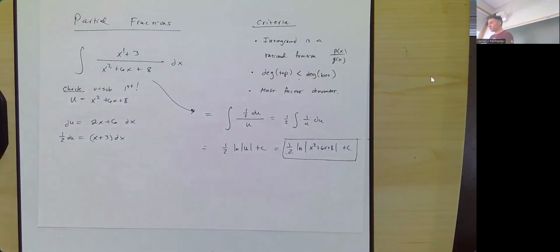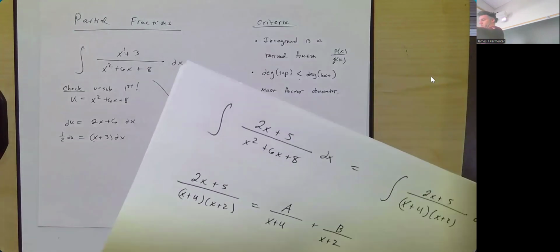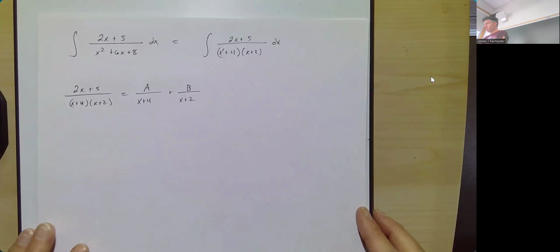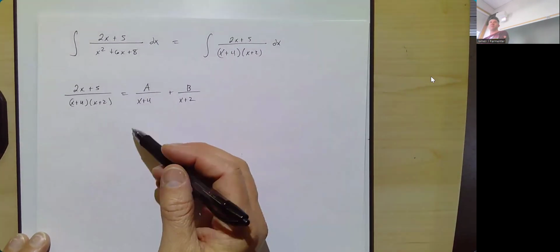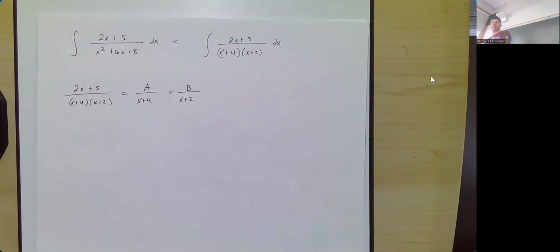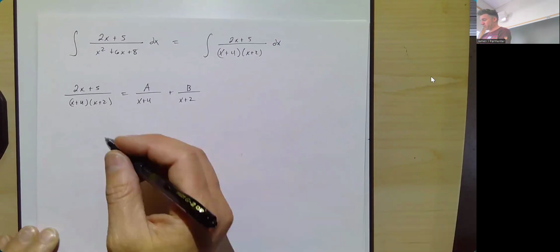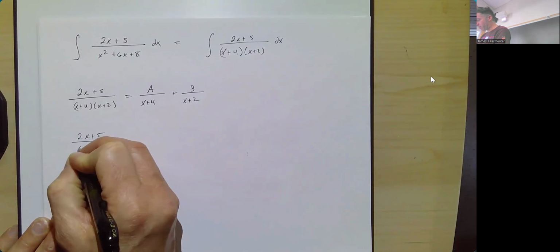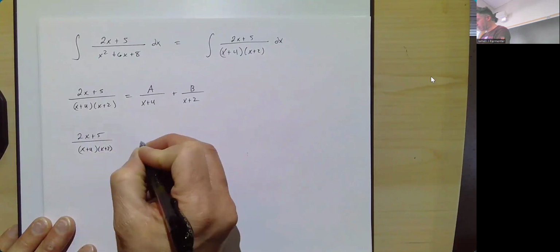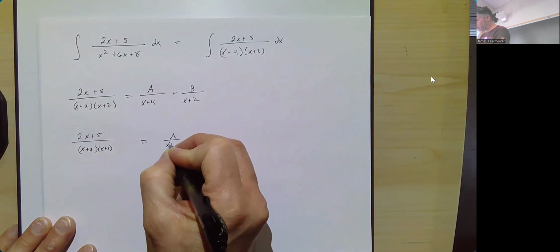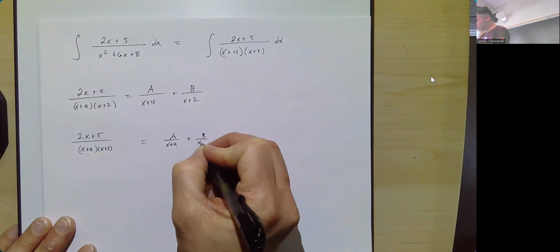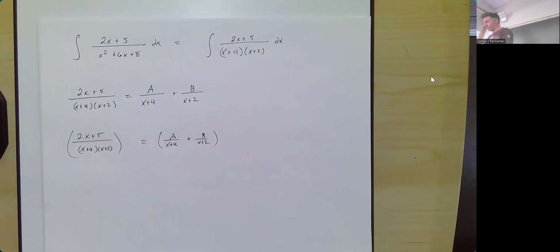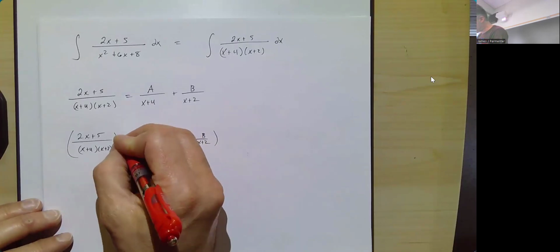So, looking here, the next step in the process is I don't want to deal with fractions. So we're going to multiply both sides by the common denominator. So we're going to take this expression, 2x plus 5 over x plus 4 times x plus 2, equal to a over x plus 4 plus b over x plus 2. And we're going to multiply both sides of this by our common denominator, which is x plus 4 times x plus 2.